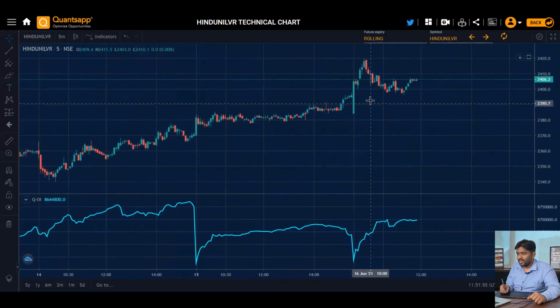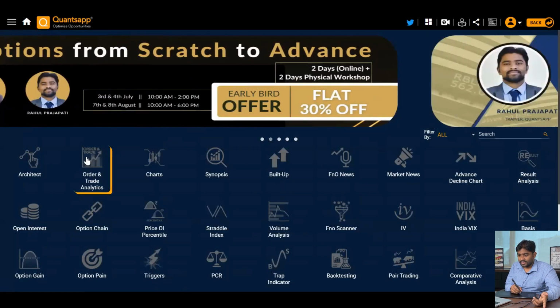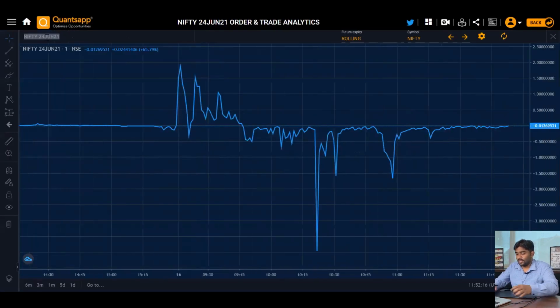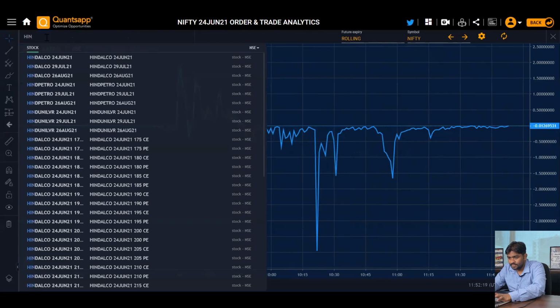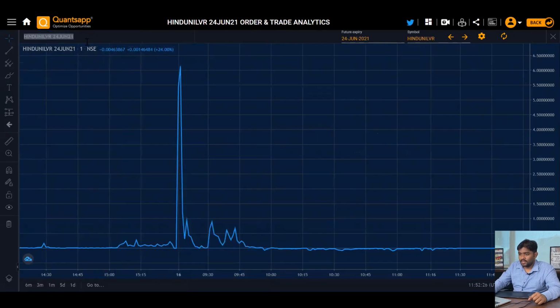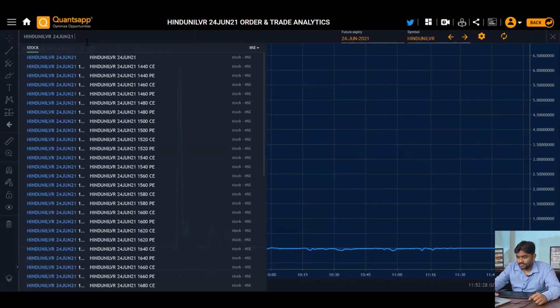In the morning session, it did give a trade, and then the stock moved up after that. In just the first 5 minutes, we understood that this stock is breaking 2400 and we can have a panic, so we can check that call. Now we will check the 2400 call. I'll go to order and trade analytics, write Hind Unilever, and then look at the 2400 call option.